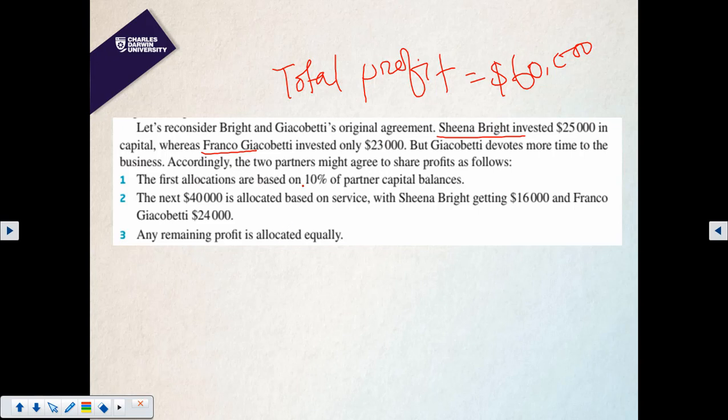The first allocation is based on the partner's capital balance, and then the second $40,000 is allocated based on service, with 16,000 given to Bright and Franco getting 24,000. If there is any money remaining, that should be allocated equally. Can you try how much each of them will get in 1 minute? Just do the calculation. It should be simple. I just want a quick calculation from everyone to see whether you have got the understanding or not.